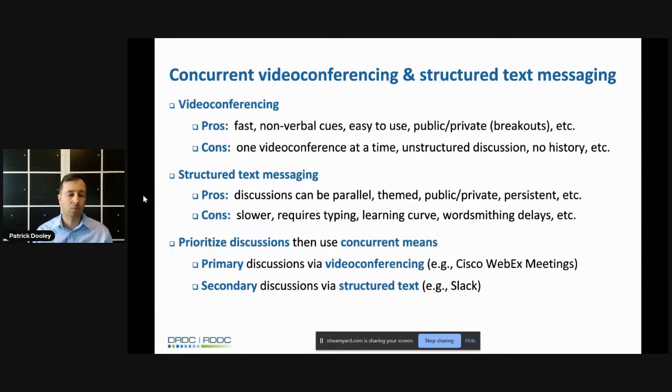So our approach when we're designing and implementing games is to really think about the types of discussions that need to happen in that game, and then to prioritize them. So for the most important or demanding discussions, we're going to use video conferencing, in our case, usually Cisco WebEx meetings. And then all the other discussions that go on in parallel with that, the secondary discussions, we're going to use structured text, generally in our case, Slack.